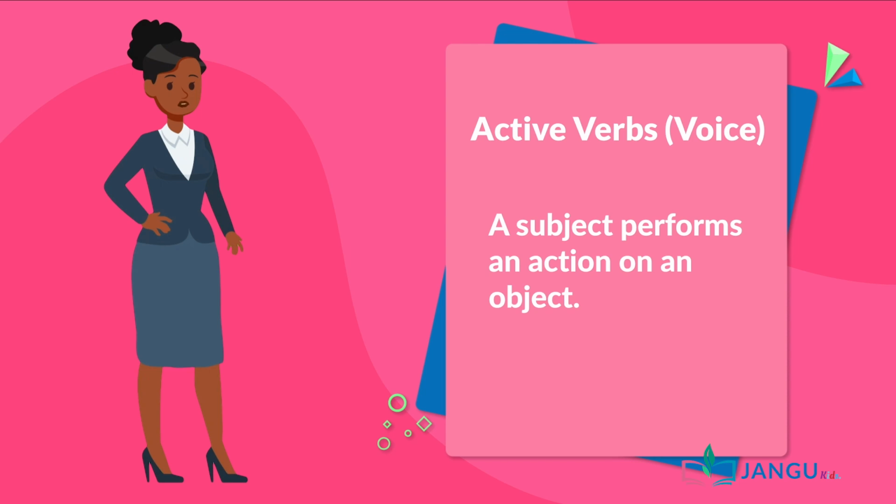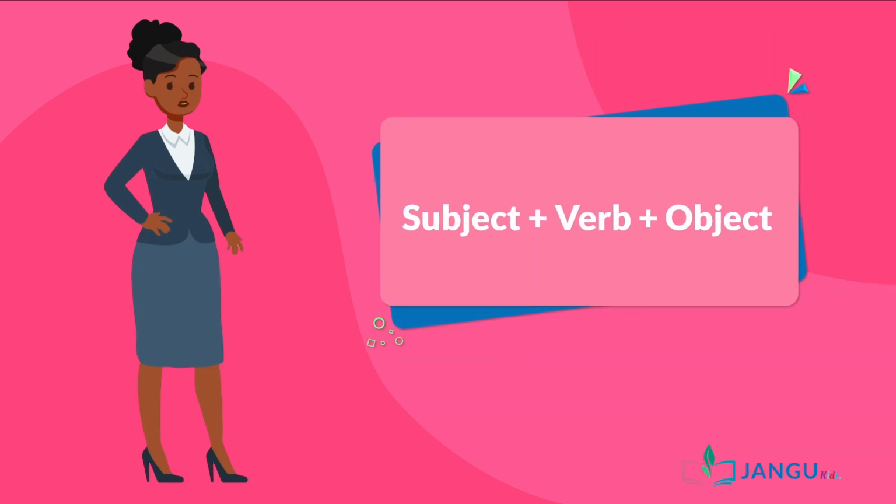In active sentences, a subject performs an action on an object. In these sentences, the subject, which is a thing or person doing the action, is important. Here is a formula for you to remember active voice. Subject plus verb plus object. Let's see how it works in a sentence with the following examples.